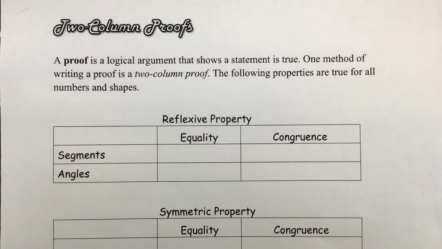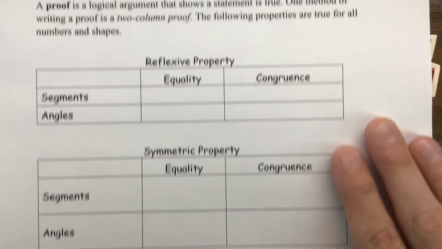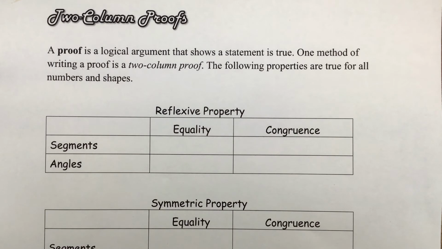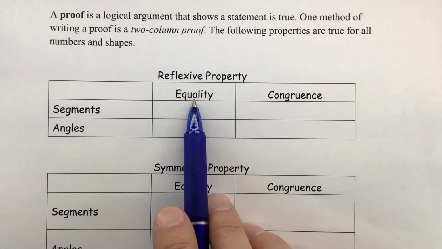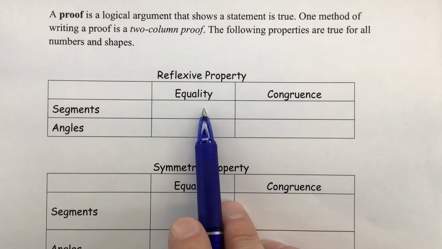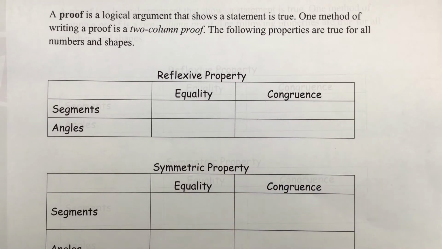All right, now before we start any of the proof writing here, we do need to tackle some properties that I have here. I've got the reflexive property, the symmetric property, and the transitive property. Up at the top it says, the following properties are true for numbers and shapes. What we're mostly going to be applying this to will be shapes. The shapes that you're going to see these related to will be segments and angles. For each of the properties, we're going to be looking at the segments and the angles in terms of equality and also in terms of congruence. Equality is going to refer to using the equal sign. Congruence is going to refer to when you're using the congruent symbol.